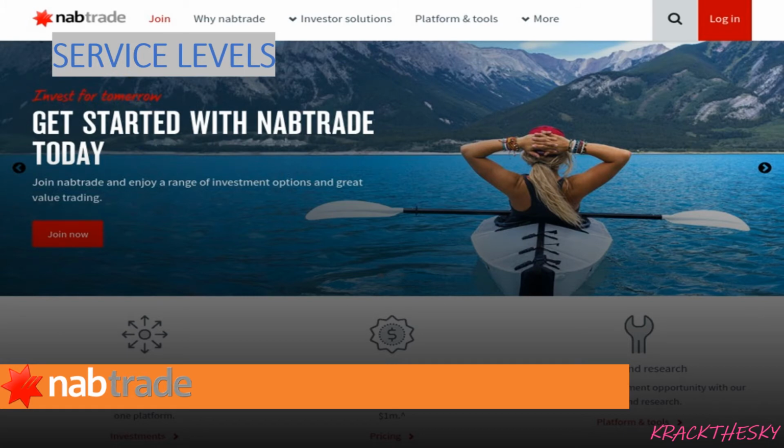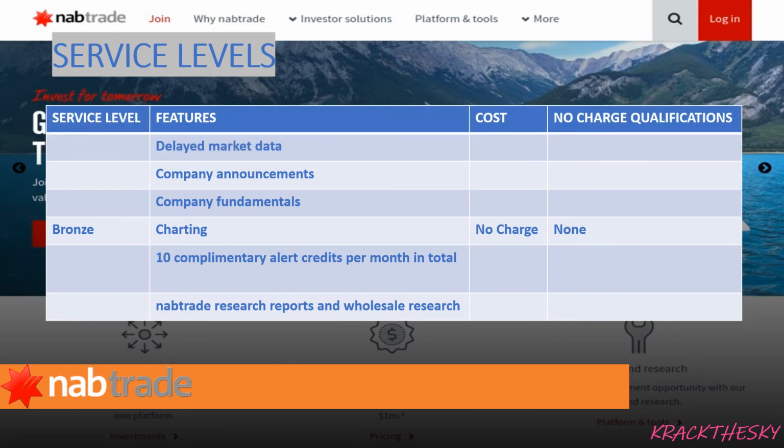So let's have a quick look at the service levels. There's 6 or 7 from memory. Bronze level is your entry level. That's the delayed market data. You get your company announcements, company fundamentals, basic charting, 10 complimentary alert credits per month. So you get NABtrade research reports and wholesale research. So no charge for that, and there's nothing to qualify.